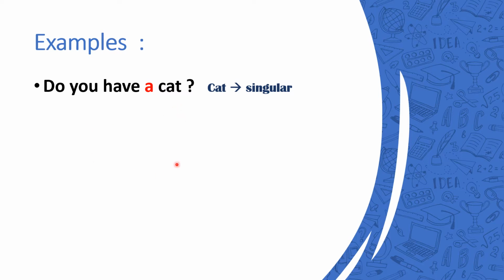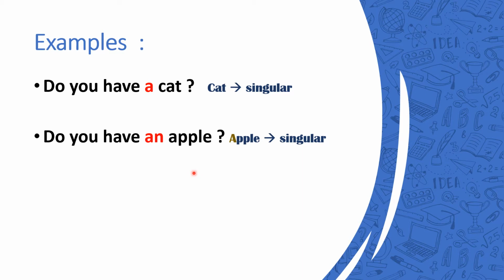Okay. Look at the second example. Do you have an apple? Also here, an, this is the article. Apple: we don't know which apple we are talking about. We are talking about an apple in general, not a specific apple. ما حددنا الأبل اللي عم نحكي عنها or الكات اللي عم نحكي عنها. So we use a or an with something that is unspecific or general.